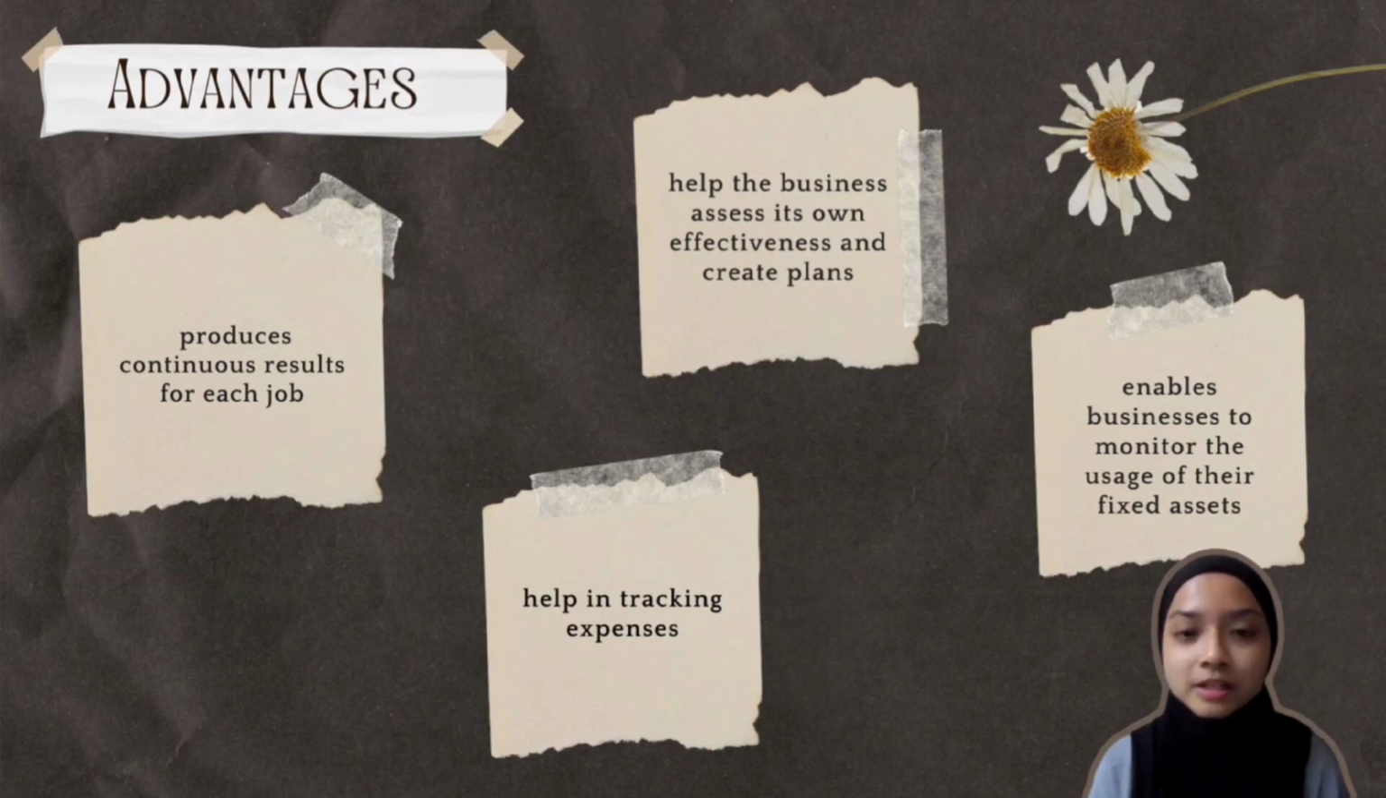The wealth of information in job order costing helps businesses assess their own effectiveness and create plans to better control expenses in the future by modifying processes or staffing. Finally, job order costing enables businesses to monitor the usage of their fixed assets, such as manufacturing machinery. This makes it easier to allocate overhead equally among the tasks inside the organization and determine how much is assigned to each asset. That's all from me.